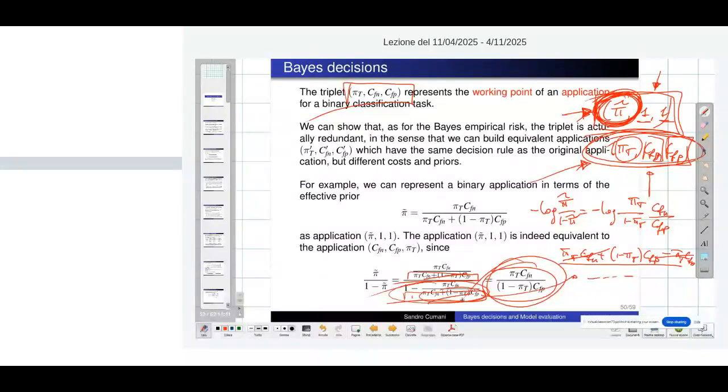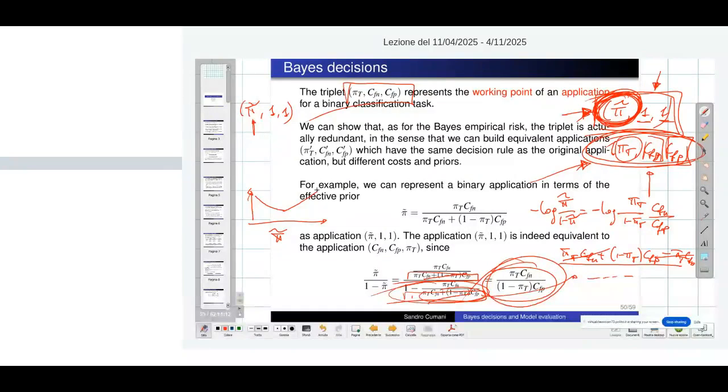This effective prior allows us to represent all applications with a single number, and it's useful because, as we will see, it allows us to compare how the system would work on many different applications as a function of the application. What does it mean? It means that for binary problems, since we can represent all applications with just one value, we can make plots where we have on the x-axis the application parameterized by the effective prior, and on the y-axis, for example, the Bayes risk that we would have for that application, which allows us to evaluate not just one application, but graphically evaluate how the model would perform on several different applications.